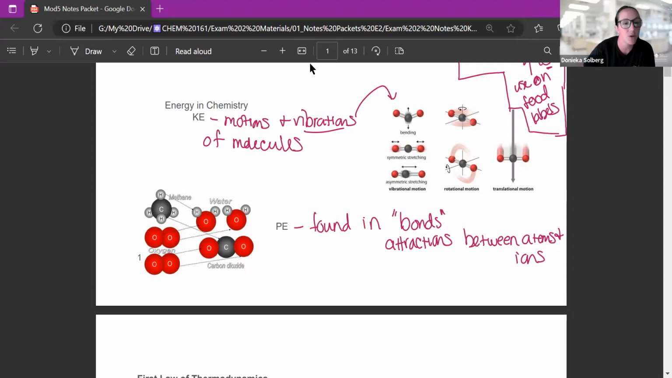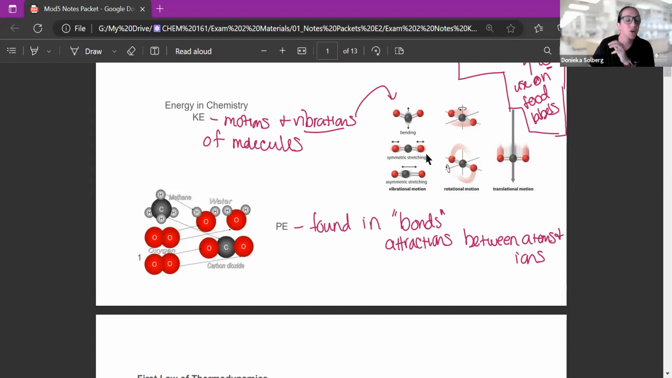These are things that you would get more into if you take physical chemistry in the future: the energy associated with the bending and the stretching of the molecules, or their movement. They can be rotating, or have translational motion. There's a whole bunch of different ways that molecules move, and those all play into the kinetic energy of a system or of molecules. The potential energy regarding molecules is found in the bonds.